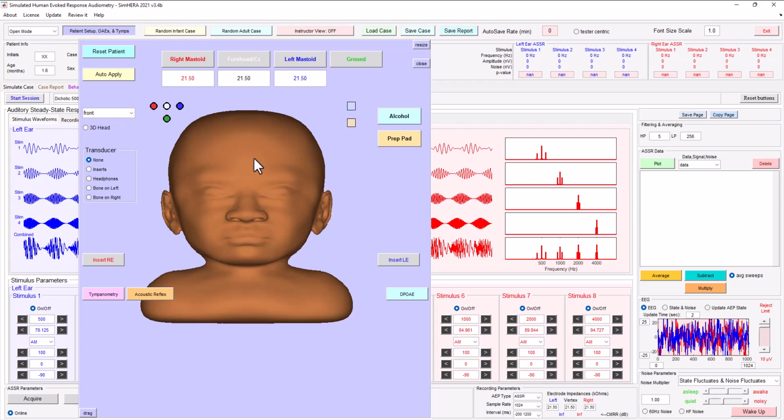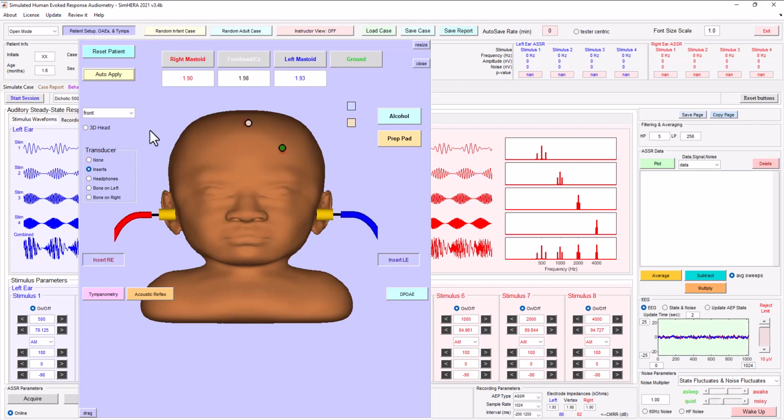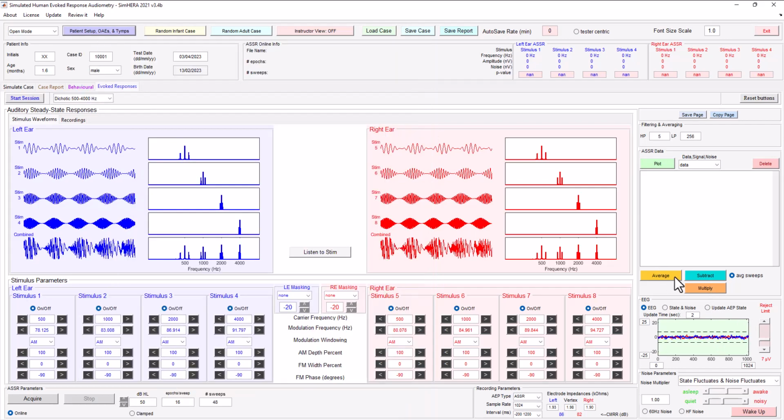Now, I've done a video before to show you how to set up the patient. I'm going to bypass that and just quickly hit auto apply for the sake of this video to keep it brief. So the infant is set up, and you can see that the EEG is relatively flat. It doesn't have a lot of noise in it, and therefore I'm just going to reduce the artifact rejection limits in case that baby wakes up, and we don't want to include that in our recordings. Okay, so the patient is set up.